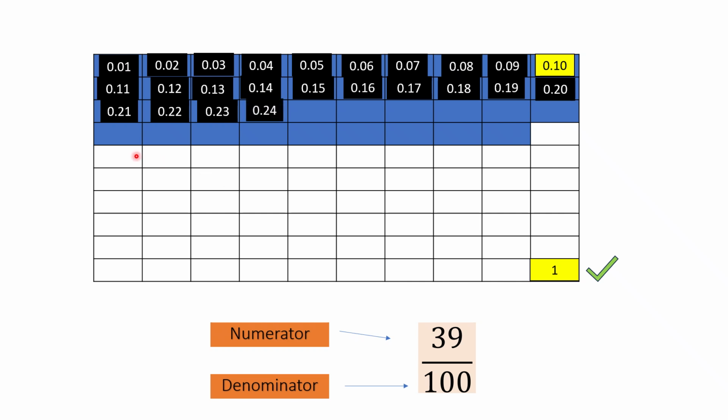Next, this is our 31st block, so it will be 0.31, 0.32, 0.33, 0.34, 0.35. I hope you can pretty much guess what should be 39 over 100. 0.36, 0.37, 0.38 and 0.39. Yes. So 39 over 100 can be also written as 0.39 in decimal number system. That's our answer.